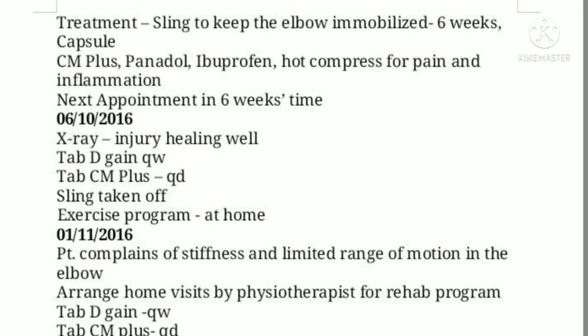And let's move on to the treatment. Sling to keep the elbow immobilized for 6 weeks, capsule CM plus, Panadol, ibuprofen, hot compress for pain and inflammation. Next appointment in 6 weeks time. On 6/10/2016, X-ray: injury healing well, tab Degain QW and tab CM plus QD, sling taken off, exercise program at home. Then 1/11/2016, patient complains of stiffness and limited range of motion in the elbow, arrange home visits by physiotherapist for rehab program. Then the tablet again, Degain QD and tab CM plus QD for analgesia.